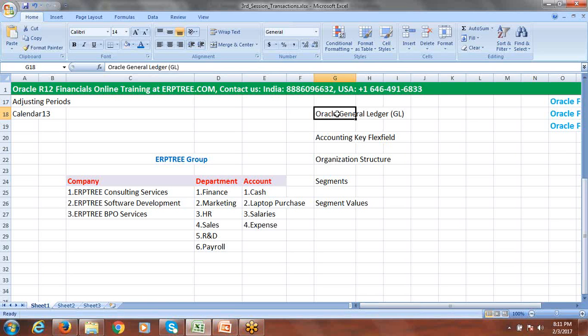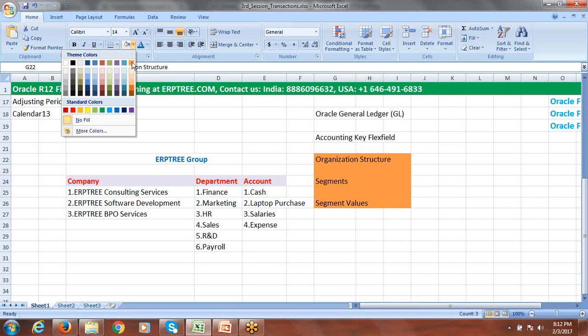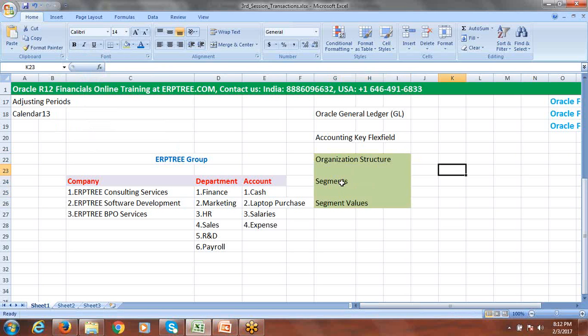Done. So in the General Ledger application, GL, we have a feature called the accounting key flex field. Within that you can create organization structure, segments and segment values. These three together, organization structure, segments and segment values, we call the chart of accounts, COA for short.